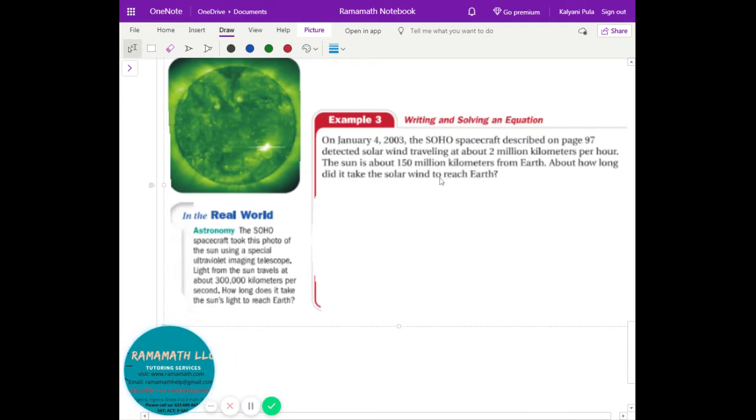If you look at it, we know one of the formulas: distance equals rate times time. What that means is the distance is how much distance you travel, the rate is how fast you travel, and the time is how much time you took. If you know any two of these, you can find the other one.